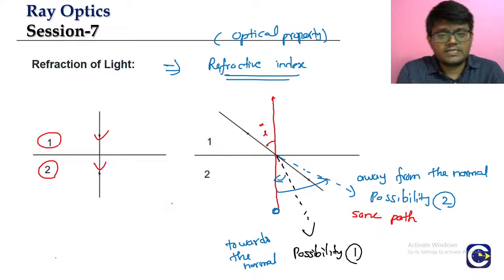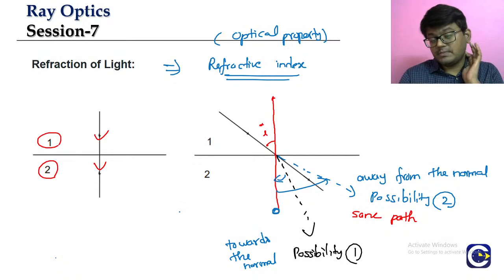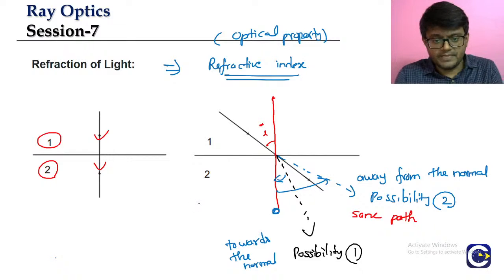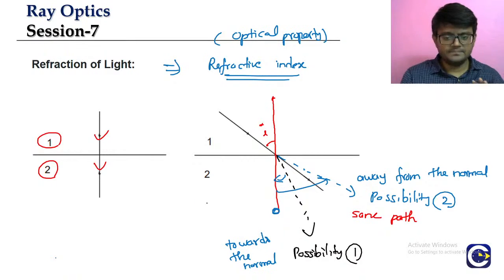Like in our electrostatics and magnetism, we talked about permittivity. Permittivity is what? An electrical property. Permeability is related to magnetism. What is permeability? It talks about how the magnetic field will penetrate through a medium. Permittivity talks about how the electric field will penetrate through a medium. Similarly, here we have an optical property, which we call the refractive index.